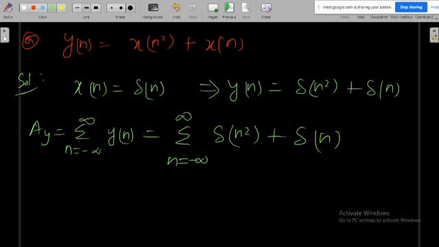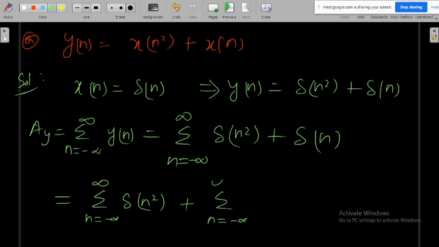Again, it's very simple. You can split this summation into two parts: the summation from minus infinity to plus infinity of delta of n square, and the summation of delta n. Then what is the value here? You can substitute n equal to any value from minus infinity to plus infinity, but only when you substitute n equal to 0 will you get 1. In all other cases, you will get zeros.